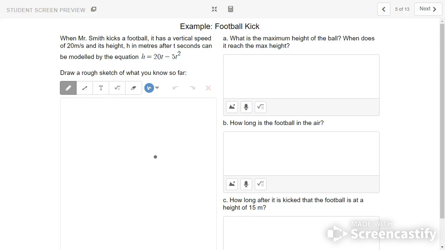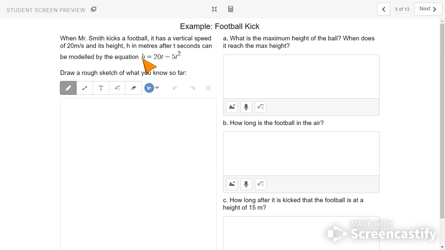Let's do a few examples here. When Mr. Smith kicks a football, it has a vertical speed of 20 meters per second, and its height, h in meters after t seconds, can be modeled by the equation h is equal to 20t minus 5t squared. Draw a rough sketch of what you know so far.